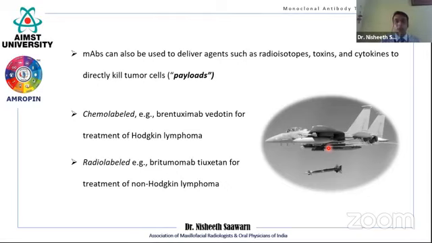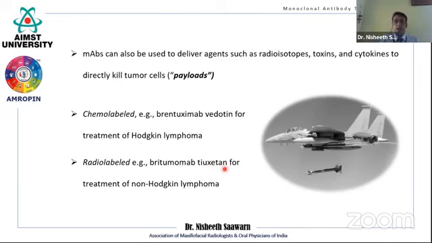They can be either chemo-labeled. One example is brentuximab. Brentuximab is chemo-labeled with vedotin. It is used in Hodgkin's lymphoma. Or they can be radio-labeled, like ibritumomab, which is radio-labeled with tiuxetan, and it is used in NHL, non-Hodgkin's lymphoma.